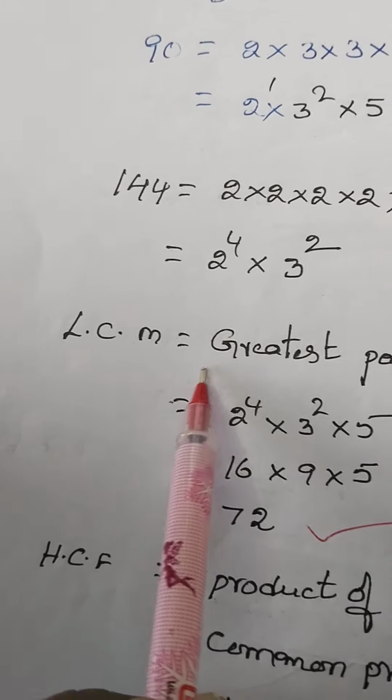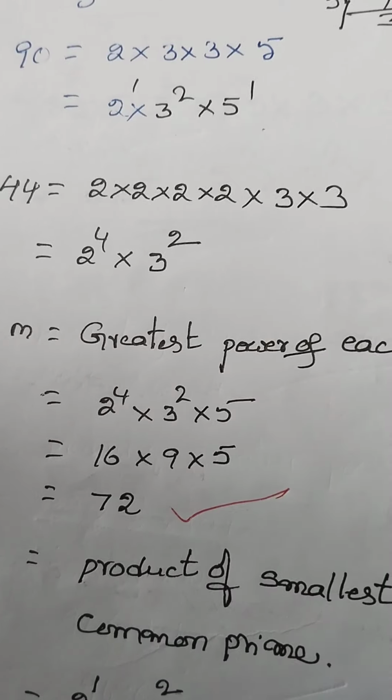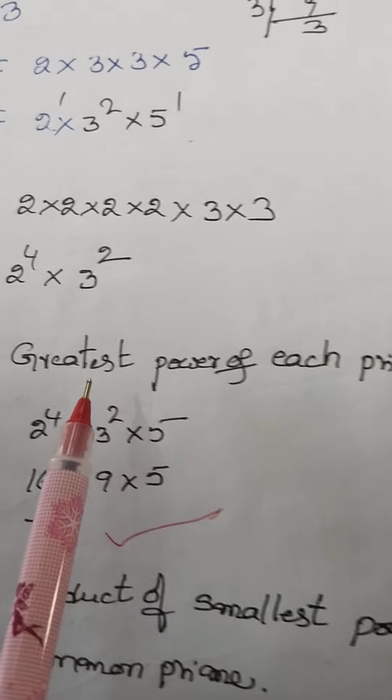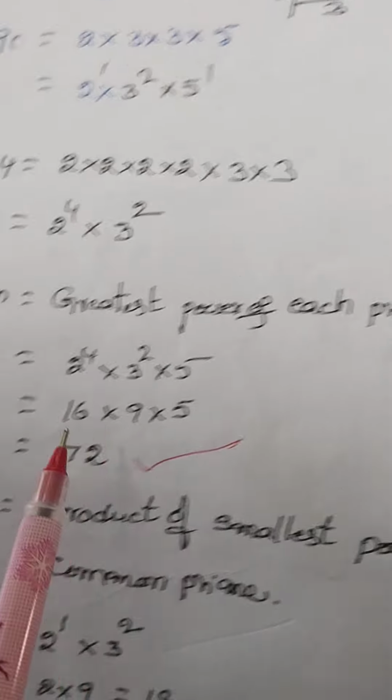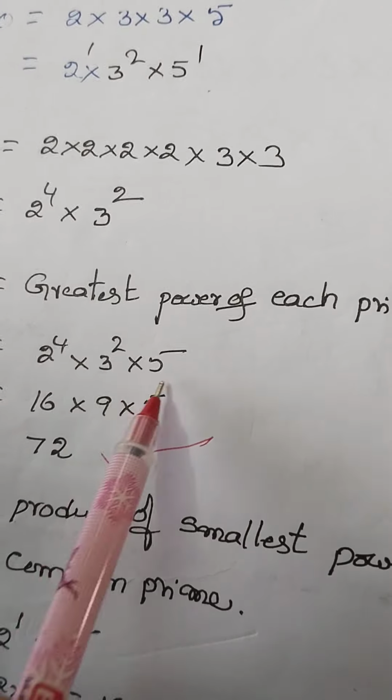So LCM is equal to the product of the greatest powers of each prime. The greatest powers of each prime product: 2 to the power 4 into 3 square into 5.